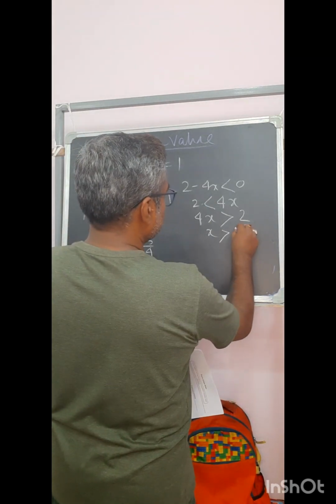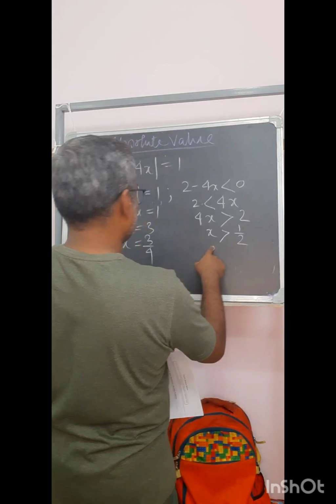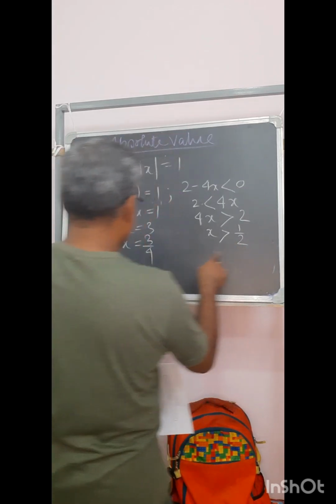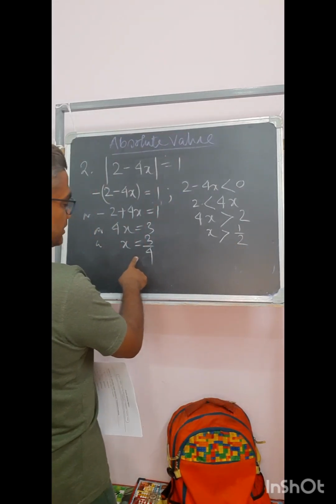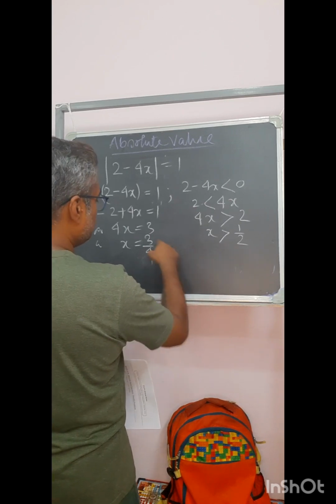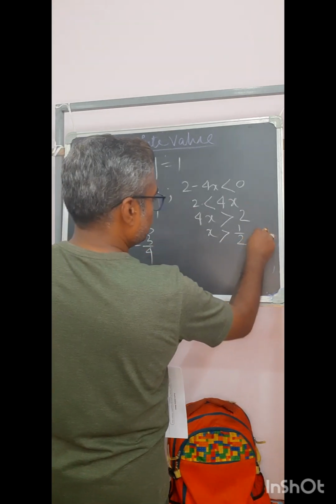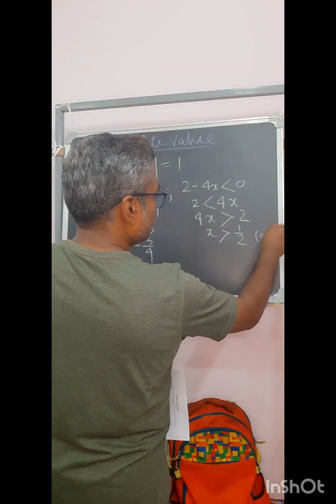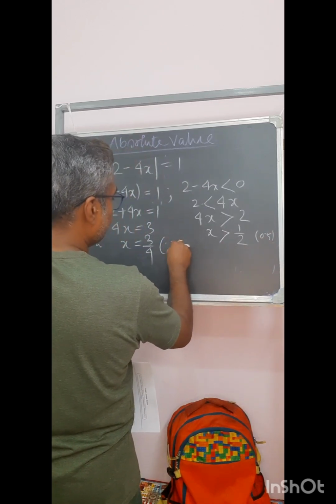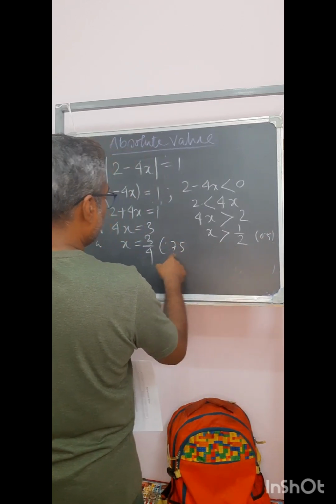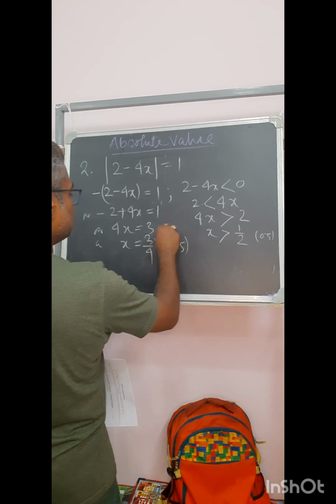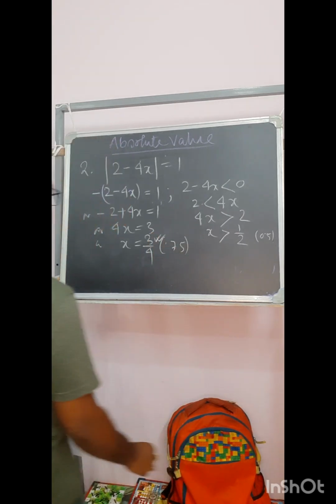Okay, so x is equal to half. You see x greater than half and equal to 3 by 4 will satisfy this, because half is 0.5 and 3 by 4 is 0.75. So greater than half is satisfying this equation. So your solution for the first case is this one.